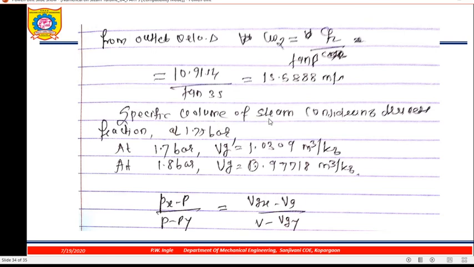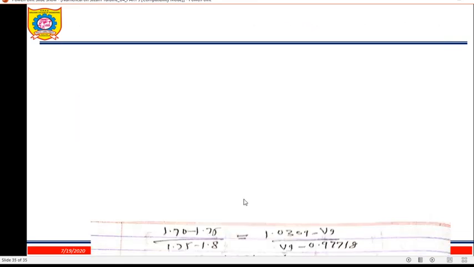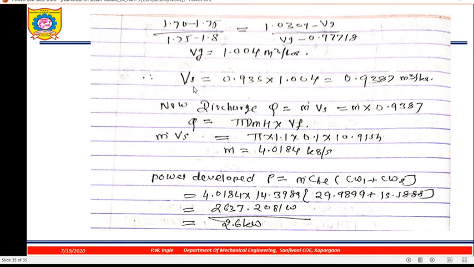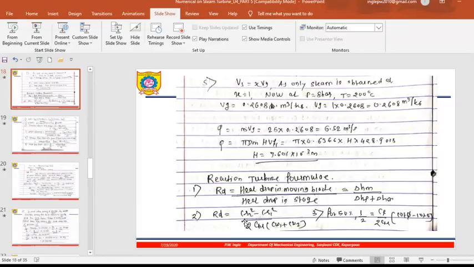Now specific volume of steam considering dryness fraction at 1.75 bar. So by using interpolation, you are getting the value of Vg. Okay, then Vs is x into Vg. So discharge Q equal to mass flow rate into Vs. Okay, and Q equal to pi dmh into Vf. Okay, so m into Vs equal to this. So you are getting the mass, and then you can get the value of power developed as 2.6 kilowatt.